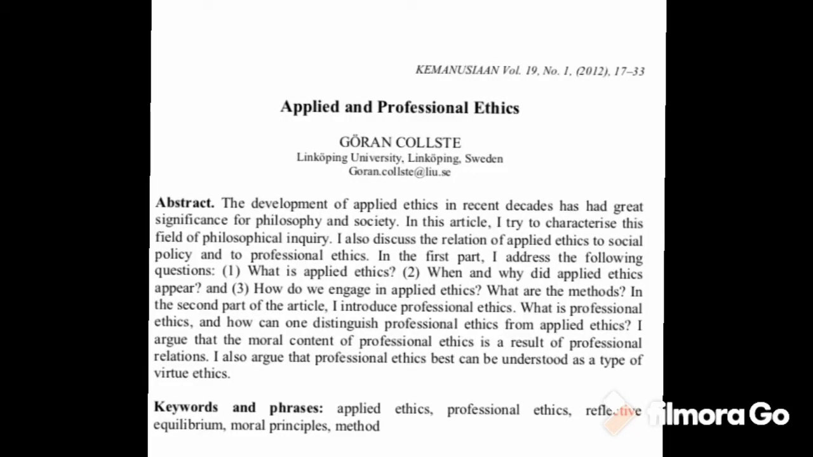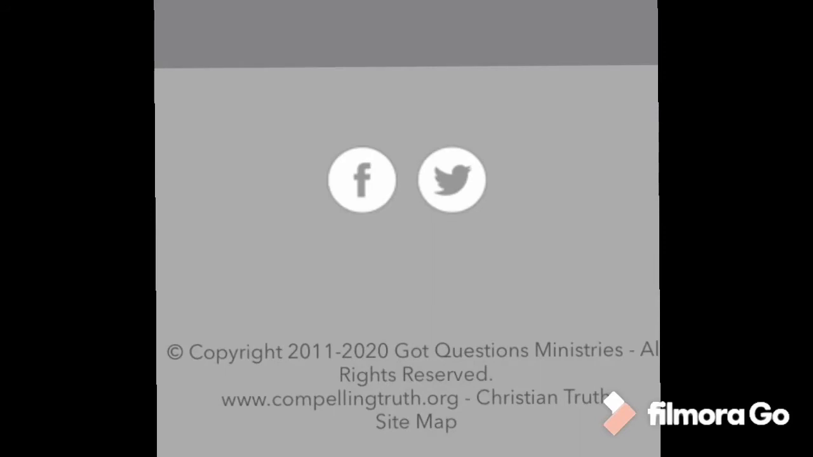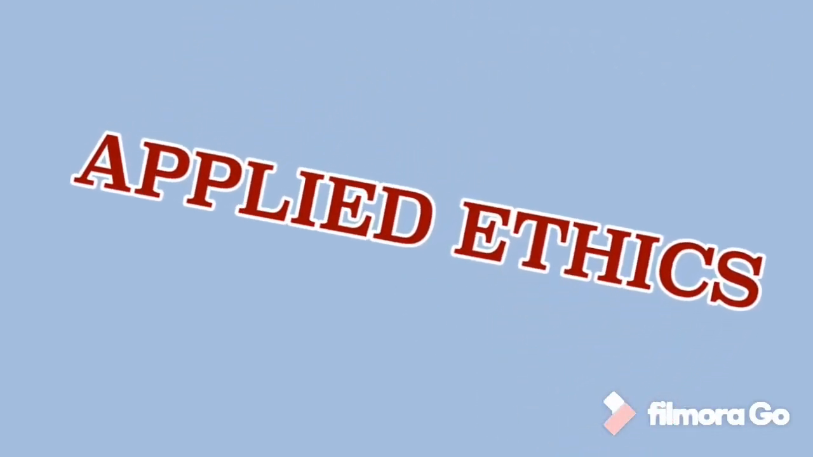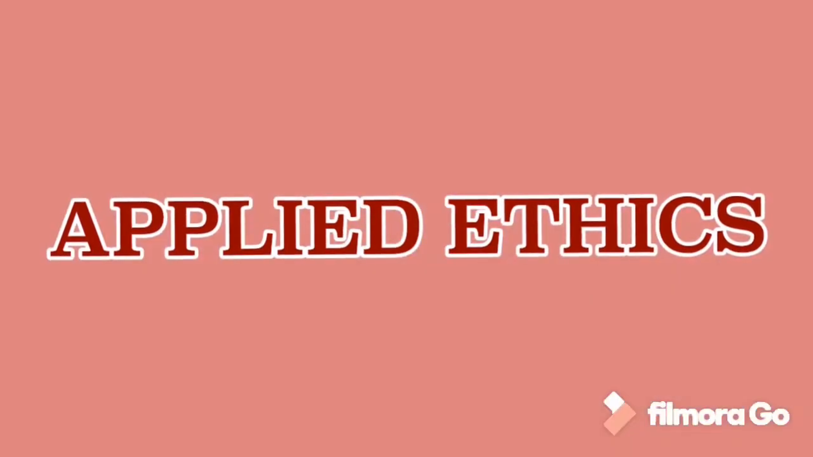Also, applied ethics is one of the three divisions of the philosophy of ethics. The other two are normative ethics and meta-ethics. CompellingTruth.org stated that applied ethics takes these two other divisions and uses them to definitively state the morality of specific actions. In that manner, we now know that applied ethics is the application of an ethical theory in a certain situation, problem, or dilemma, which always ends with the question: is it moral or not?